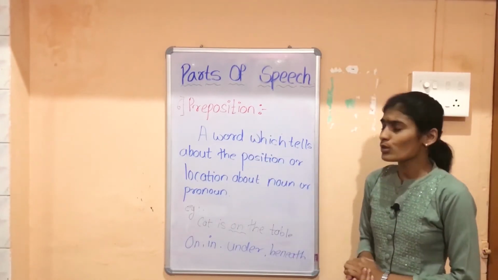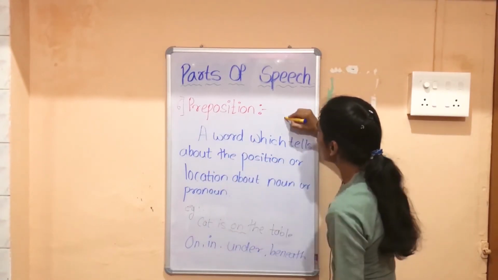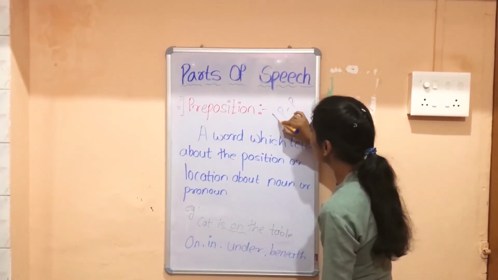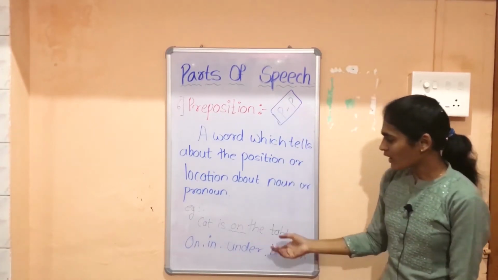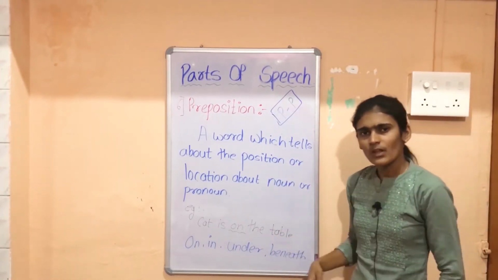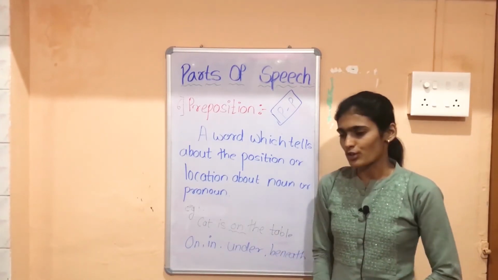Here I would like to give you one trick. Preposition means position. Both are starting from P and P. So we can remember this thing. Preposition means position. Okay, for example, girl is on the table or pen is under the table. So under is the preposition.